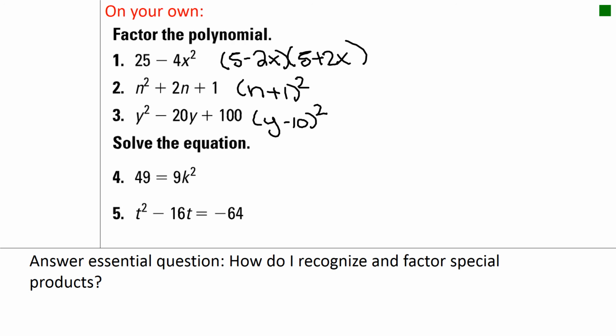Solving the equation, make sure you're actually solving for when k is equal to 0, that zero product property. And your first one is when k is -7/3. And your second answer is when k is 7/3. 5 is when t is 8. This one only has 1 because they're both the same binomial.